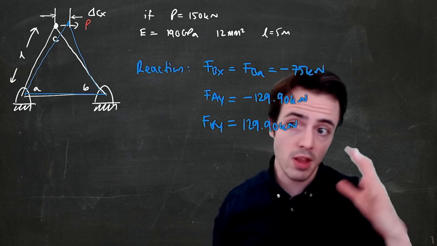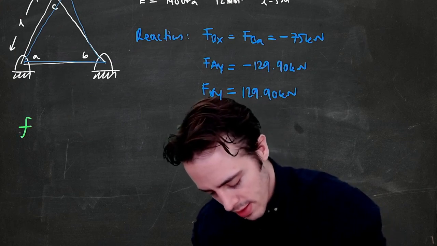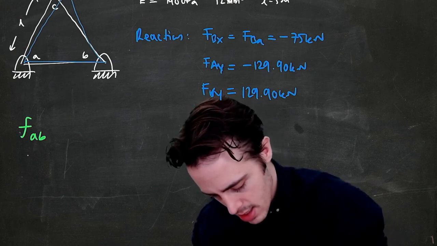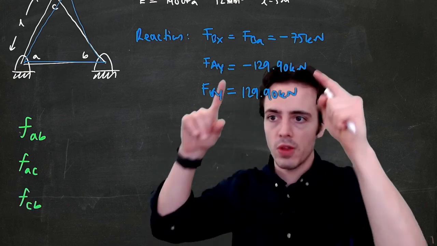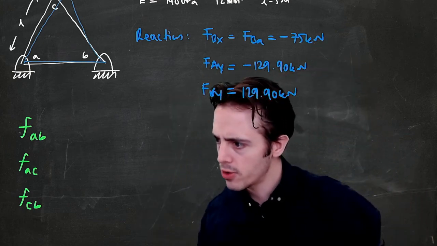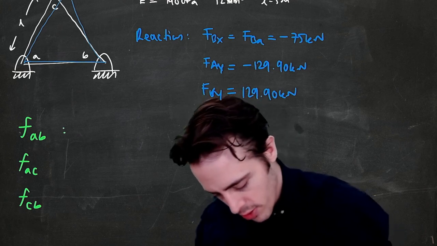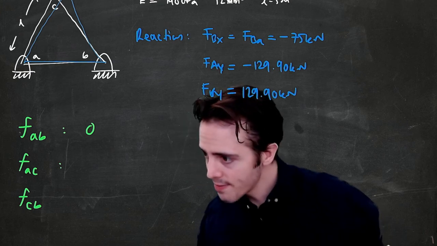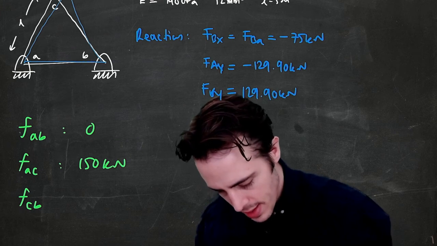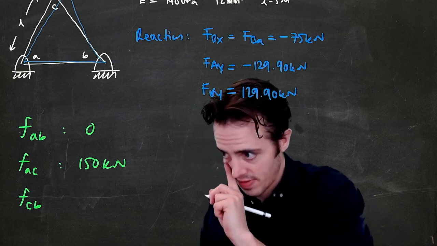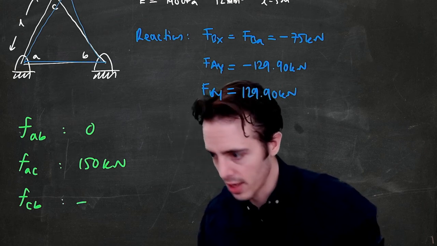This is using the code we wrote last time, the equations that we wrote last time. We could also get all of the internal forces. So the internal forces, we'd have FAB, FAC, and FCB. Those are all the internal forces which we solved as a function of these. FAB is actually a zero force member, so that's 0. FAC is 150 kilonewtons. And then FCB is a minus 150 kilonewtons, sorry.